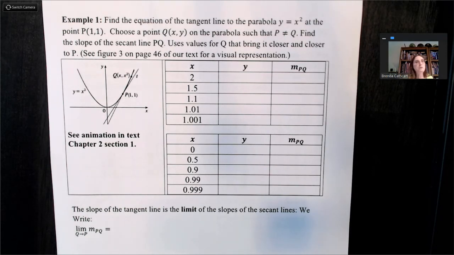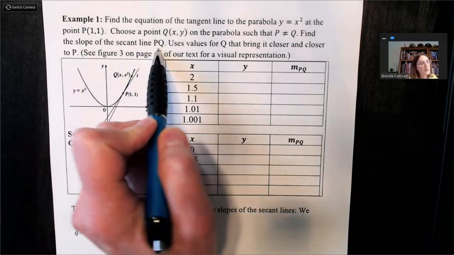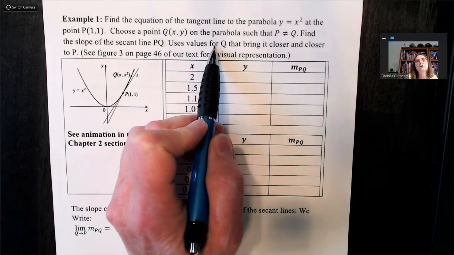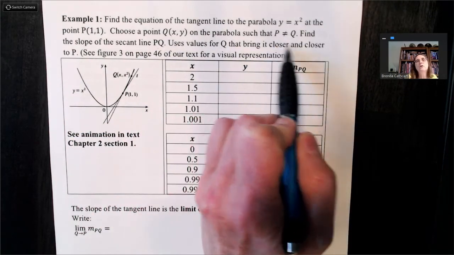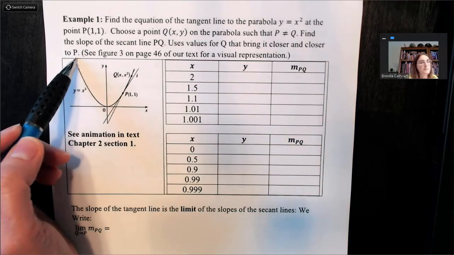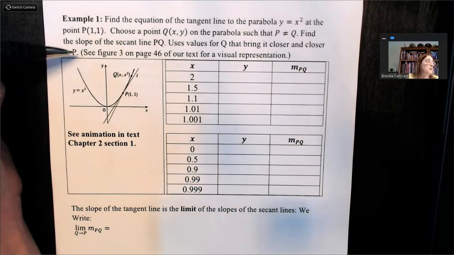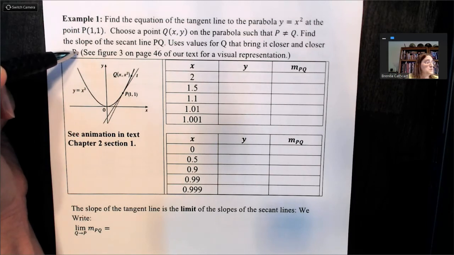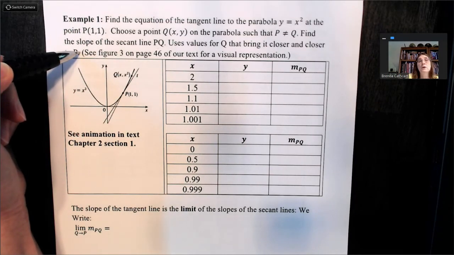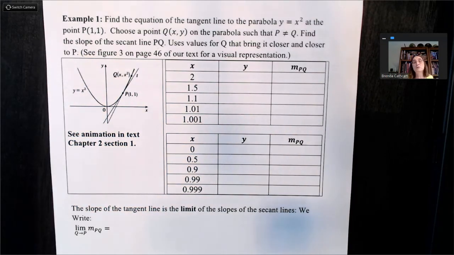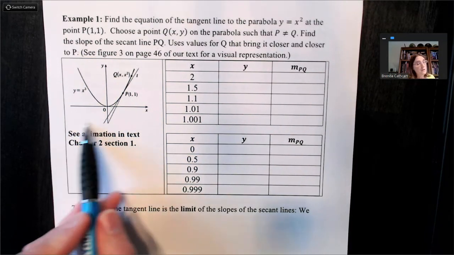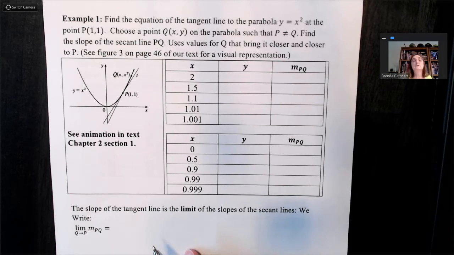So first thing we're going to do is find the slope of the secant line PQ. And we're going to use values for Q that bring it closer and closer to P. If you have our text for our class, look at figure 3 on page 46, where you'll see a visual representation and a visual animation where you can see this.